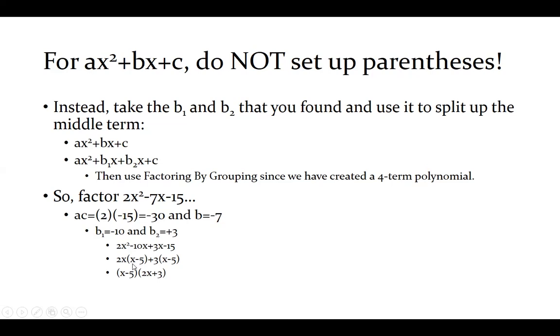Looking at the third and fourth term, it's positive, so we take out a positive. We can take out a positive 3. Again, that's going to leave us with x minus 5. We now have a GCF of these two terms of x minus 5, which we can factor out, and we're left with 2x plus 3. So x minus 5 times 2x plus 3, or 2x plus 3 times x minus 5, however you want to write it.